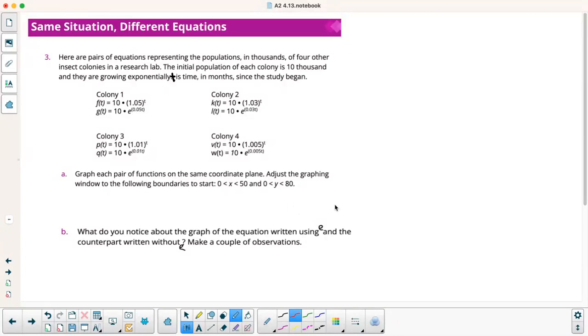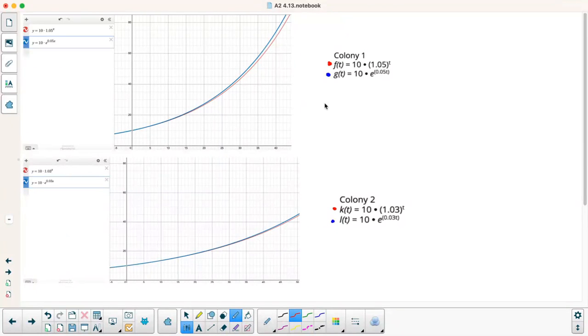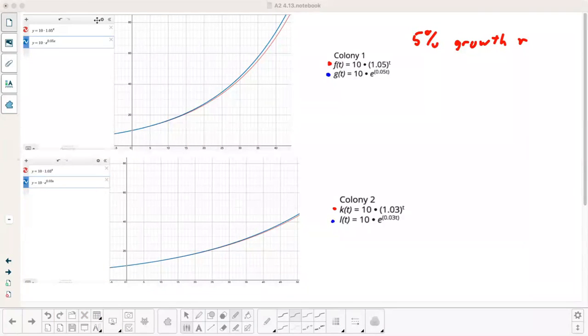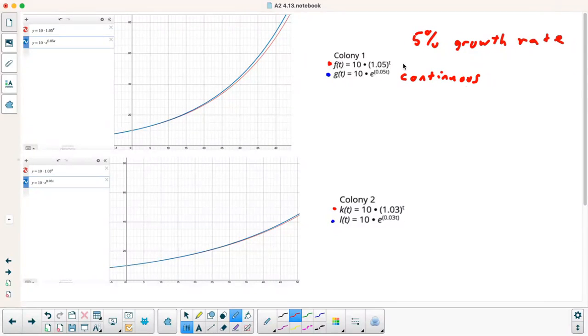So I have those all graphed. I'm going to show you on the next couple slides. What do you notice about the graph of the equation when using e and the counterpart written without e? Make a couple observations. All right, so here's our first function here. So you start, 10 is your initial value, 5% growth rate. This one's continuous on the bottom. And this is applied every month.